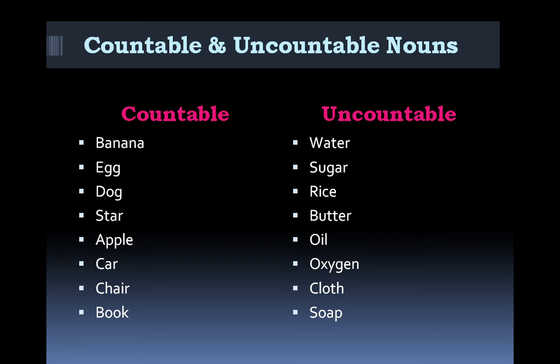Some students say that they can count rice. Well, what they are counting is not rice. They are counting the grains of rice. And grain itself is a noun, and as a noun, it's a countable noun. Similarly, some students say that they can count soap. Again, what they are counting is not soap. They are counting the cakes of soap.